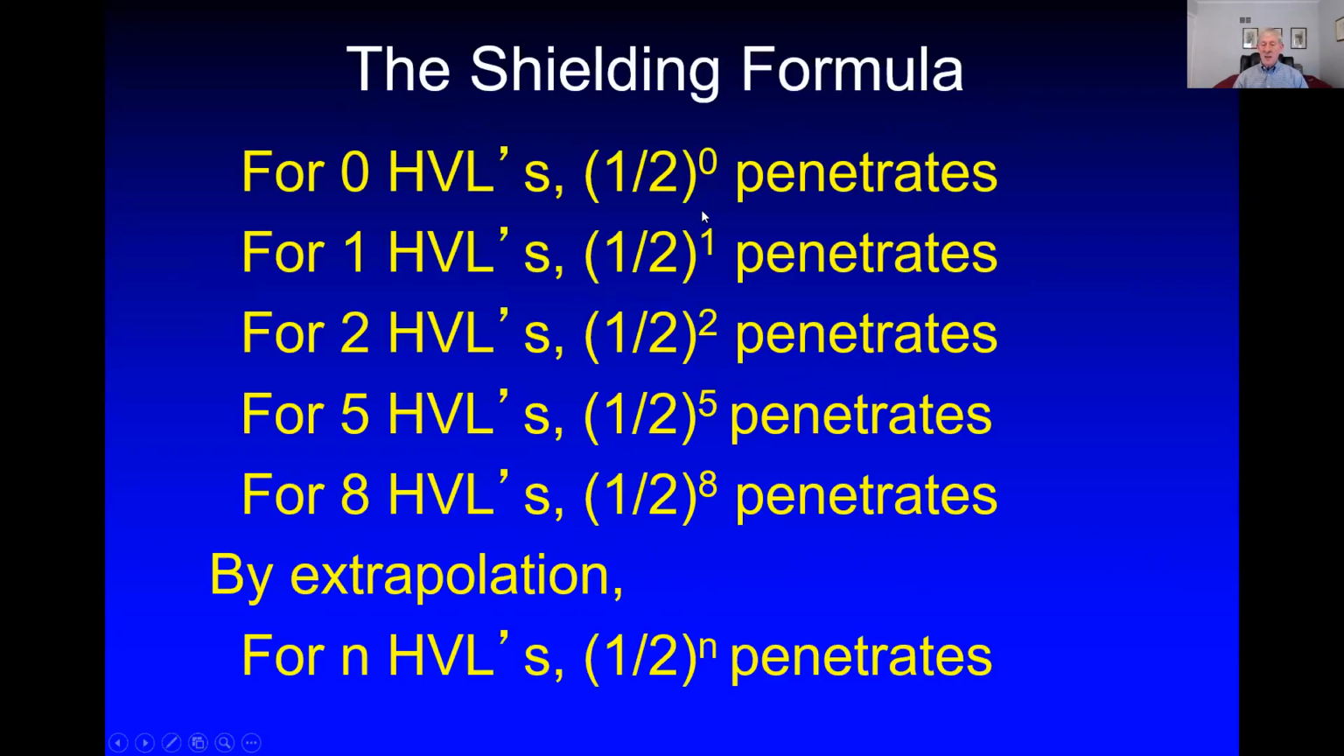Now, we're going to make the same argument we made for half-life. As you go from 1 to 2 to 5 to 8 half value layers, the fraction penetrating will be 1/2, 1/4, 1/2 to the 5th, that's 1 over 32, 1/2 to the 8th, that's 1 over 256, and so on. And just by extrapolation, all we did is took this number here, put it in the exponent. So n, the number of half value layers, the formula would simply be 1/2 to the n, no matter what n is. If it's 10 half value layers, the fraction penetrating is going to be 1/2 to the 10th.